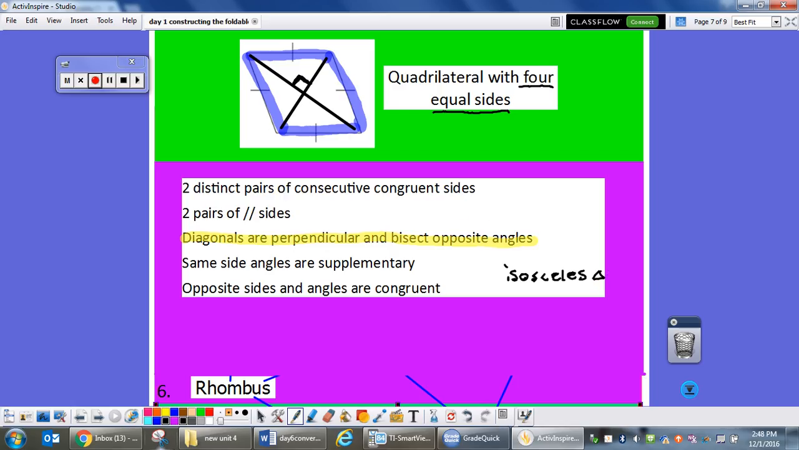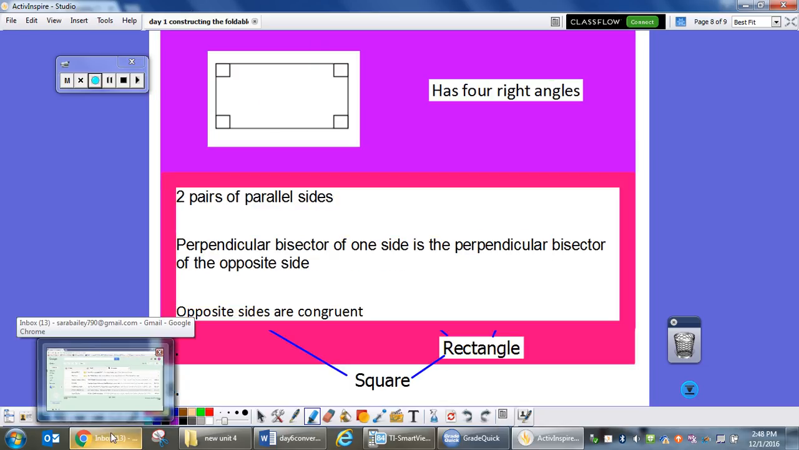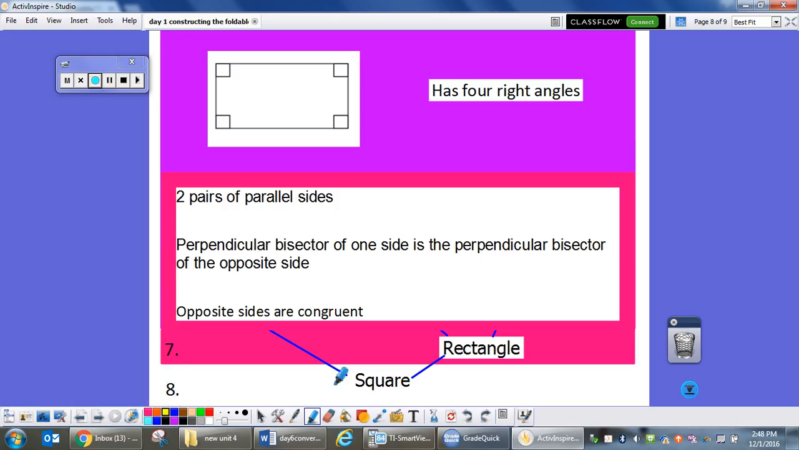Okay? And another important feature about rhombuses is that the opposite sides and angles are congruent. The rectangle. Now you'll have purple on top, pink on the bottom on row 7. All we know about a rectangle is it has 4 right angles. Because it has those 4 right angles, we have the parallel sides and our opposite sides are congruent.